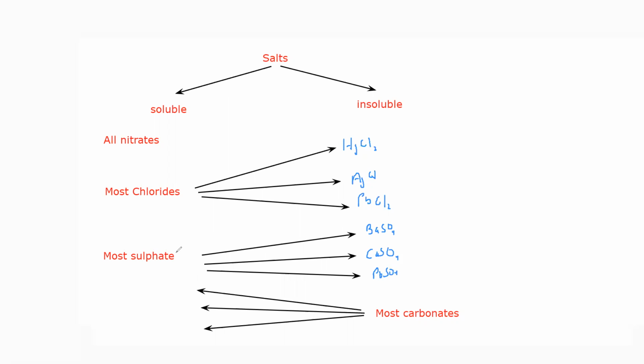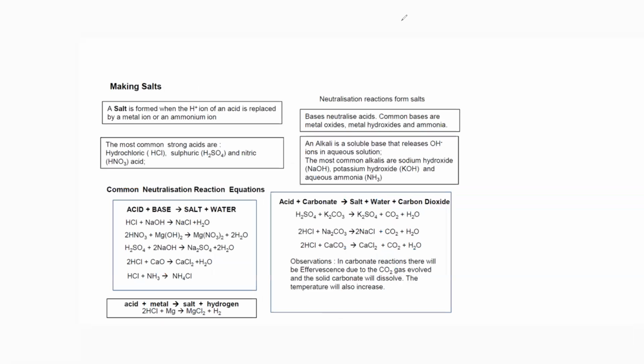Most carbonates are insoluble except potassium, sodium, and ammonium. So these are the carbonates which are soluble. Other carbonates are insoluble. This is a table which you have to learn or memorize. And then the methods of preparing these salts.